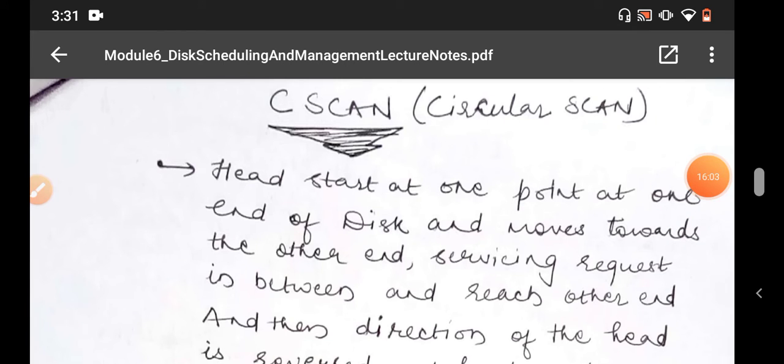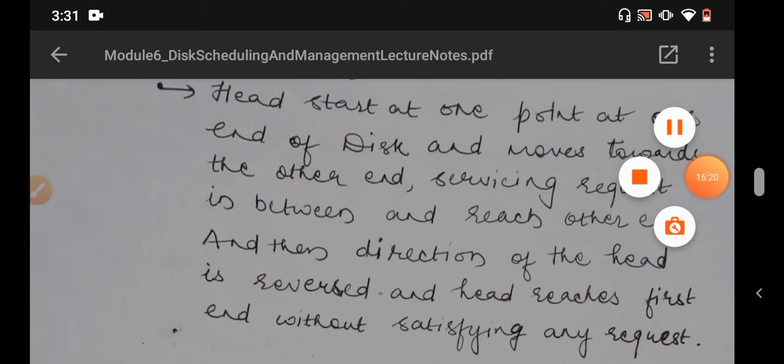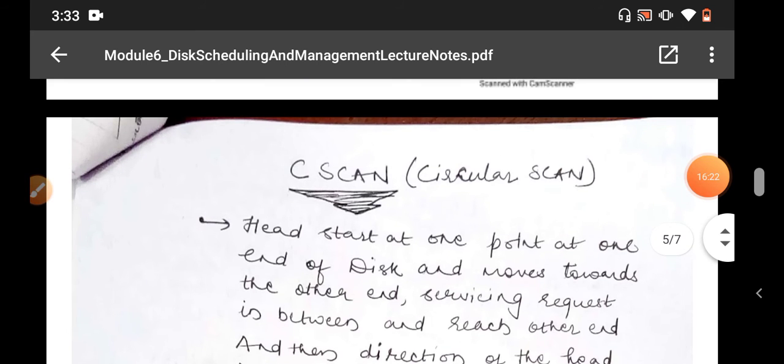So next we have an interesting algorithm, C-SCAN, circular scan. The head starts at one point at one end of the disk and moves to the other, servicing requests in between, and reaches the other end, and then the direction of the head is reversed. So let's start with the next algorithm, C-SCAN, a very interesting algorithm.